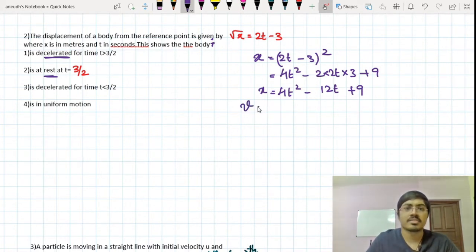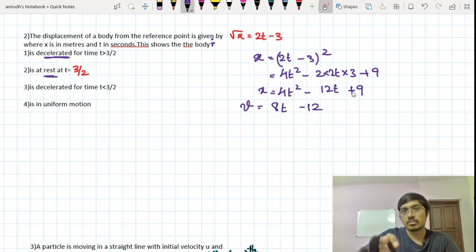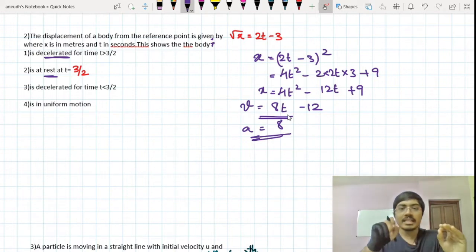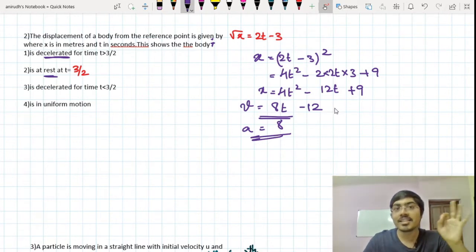Let's find out the velocity here. Differentiate this with respect to time. 4 2's are 8t minus 12, and 9 is a constant, so yes, it's 0. And acceleration is equal to how much? This will be 8, right? So the point is that here velocity is 8t minus 12. Now the question is, is the velocity 0 at any point of its motion?